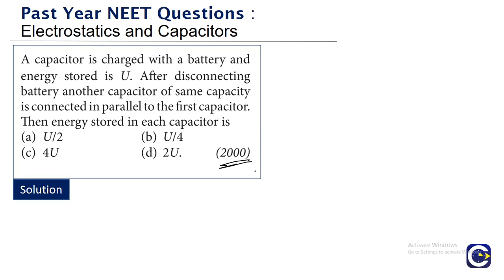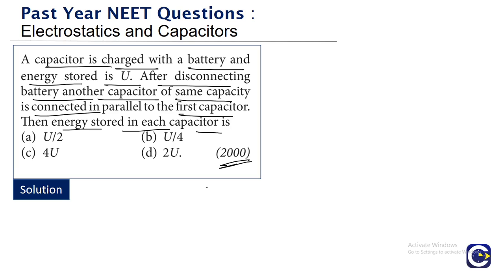Next we have a question that has come in the year 2000. A capacitor is charged with a battery and the energy stored in the capacitor is U. After disconnecting the battery, another capacitor of the same capacity is connected. So after disconnecting it, we are connecting another capacitor of the same capacity in parallel to the first capacitor. Then the energy stored in each of the capacitors is how much?